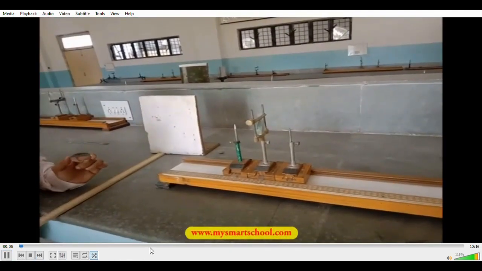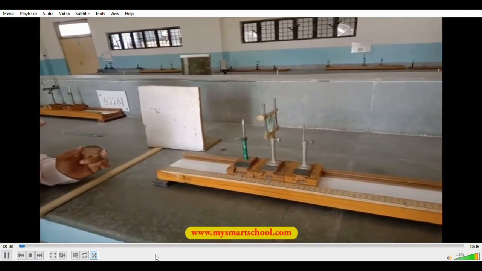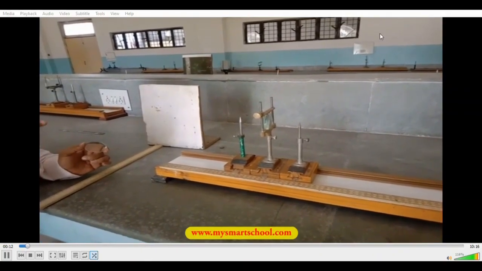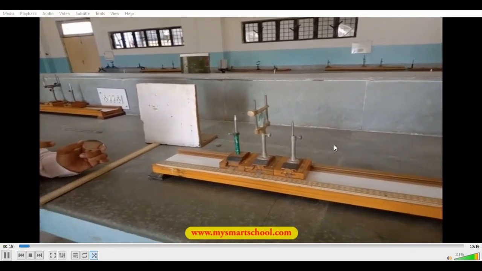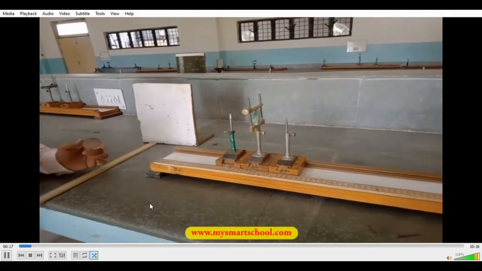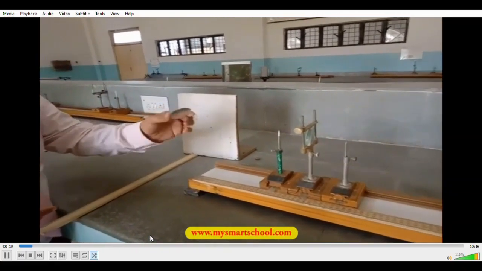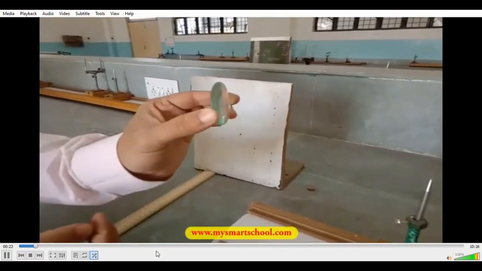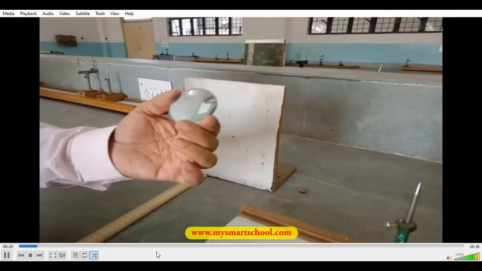Here we are going to demonstrate at least one reading for the first experiment, and the experiment name, as you already know, is determination of focal length of a biconvex lens. So as you can see, this is a biconvex lens bulging from the center and tapering at the ends. This is the biconvex lens that we will take.